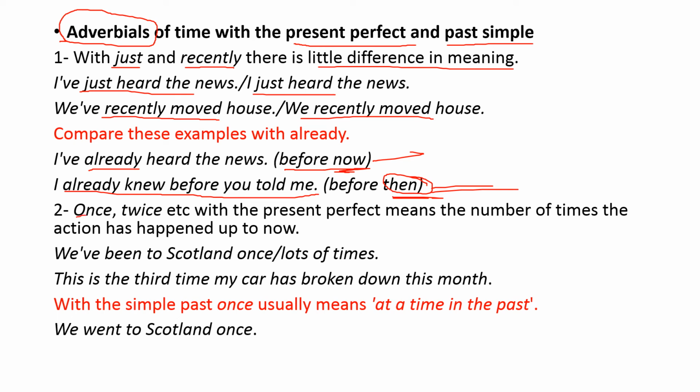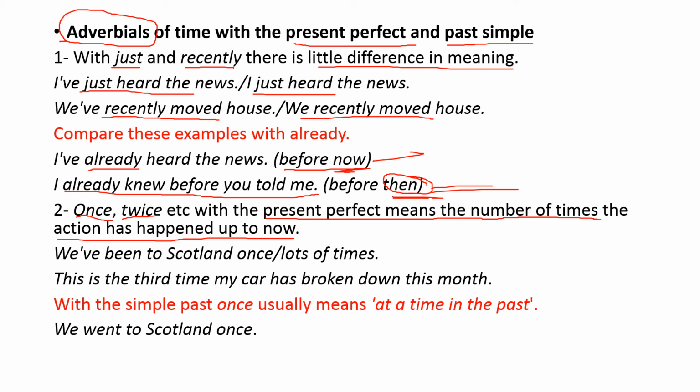One more word is once, twice. These words are used with the present perfect to mean the number of times the action has happened up to now. So we use once and twice to refer to the number of times this action happened up to now. This means that up to now, 2 times. It means that it is expected to become 3 times and 4.